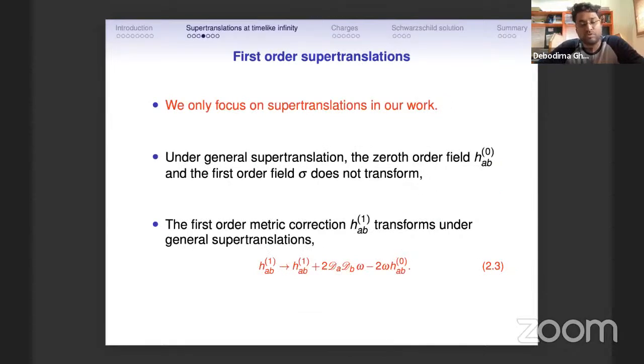We only focus on supertranslations in our work. Under a general supertranslation, the zeroth order field h0_AB and the first order field sigma do not transform. The first order metric correction h1_AB transforms under general supertranslations as follows: h1_AB goes to h1_AB plus 2 D_A D_B omega minus 2 omega h0_AB, where D_A is the covariant derivative compatible with the metric h0_AB.